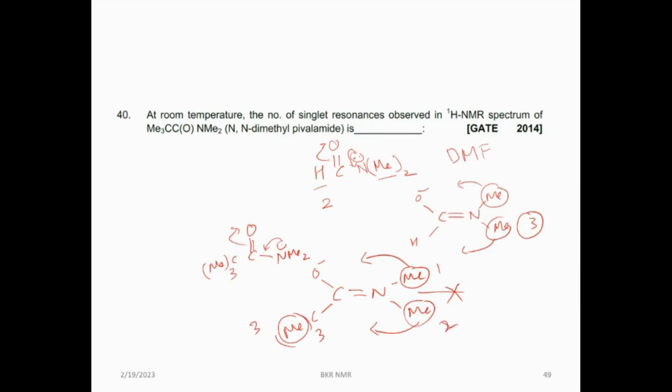So how many singlets will I have? There'll be no coupling, just singlets. They are asking for the proton signals. This CH3 will give you 1 signal, this CH3 1 signal, with no neighboring hydrogens, and this methyl will give you 1 signal. So totally what is the answer? 3. Is that okay, guys?